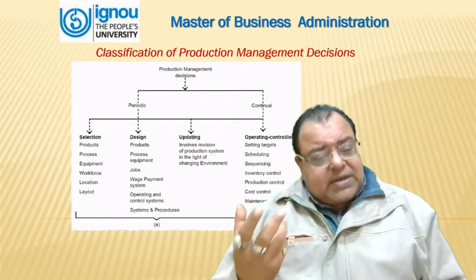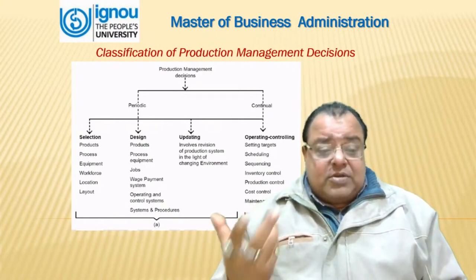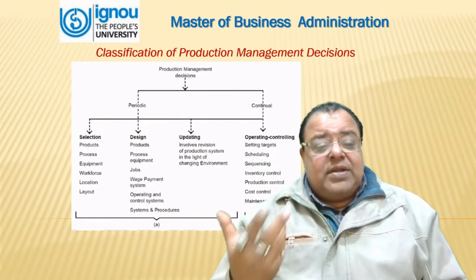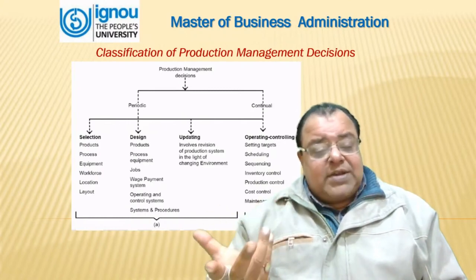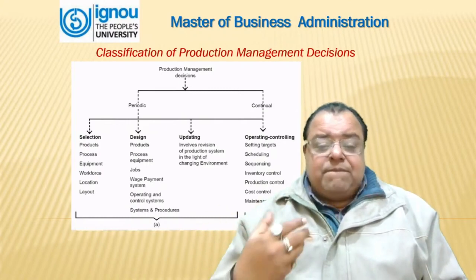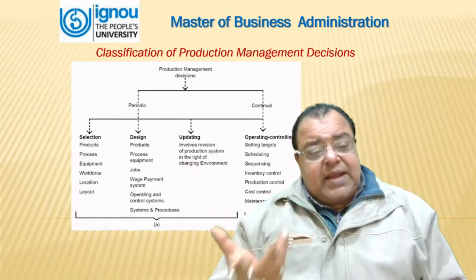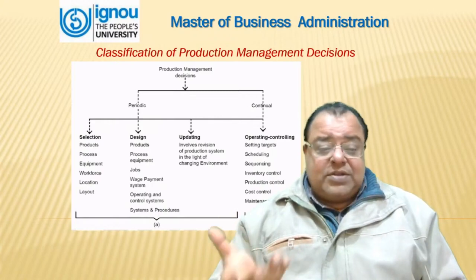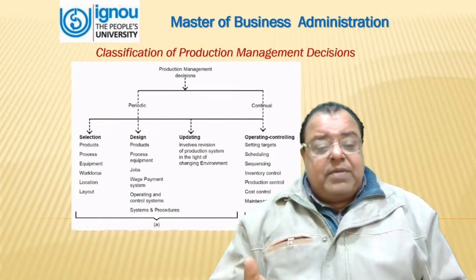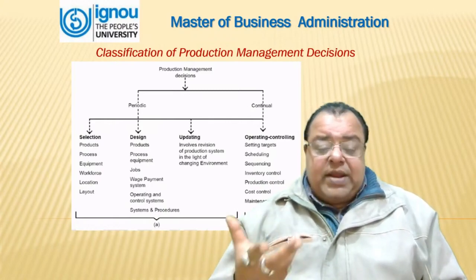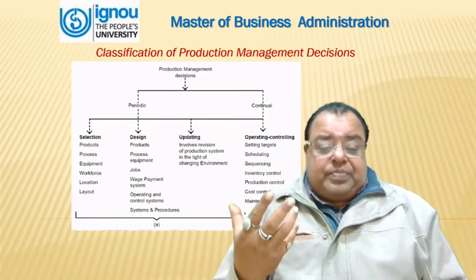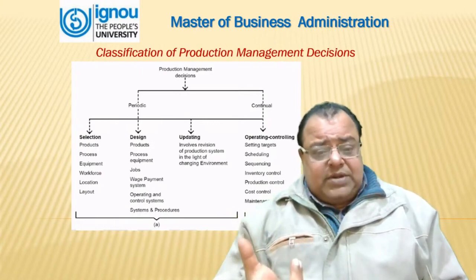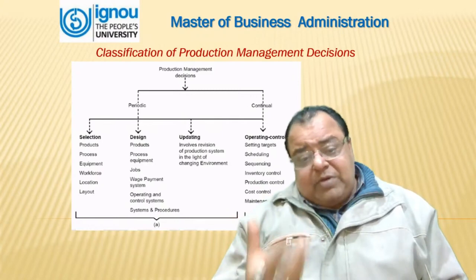If we talk about the selection part, it is products, processes, equipments, workforce, location, and layout. After the selection, the design comes, which includes again product, process, equipments, jobs, wage payment system, operating and control system, and system and procedures. Now, we are into the process.